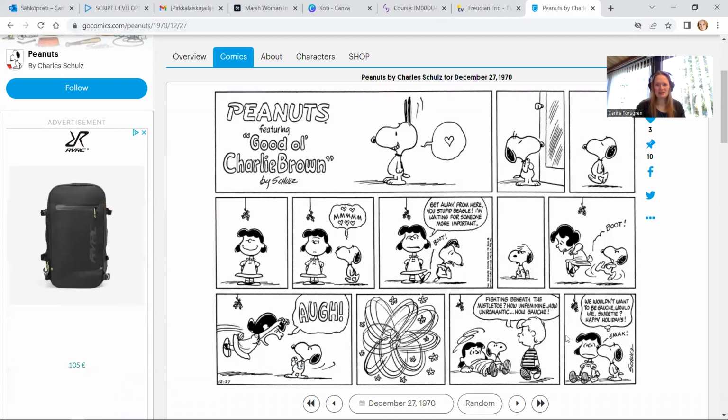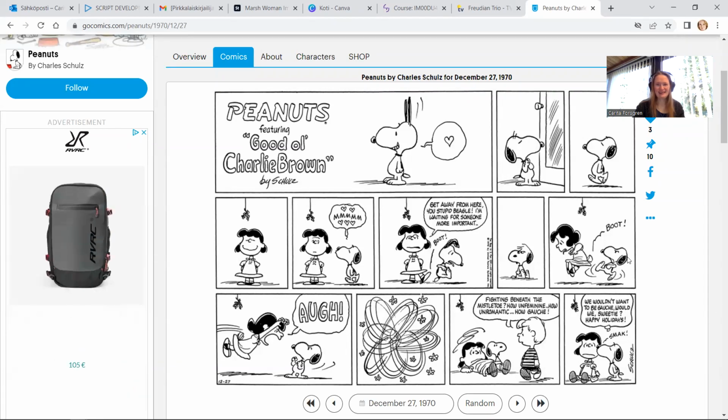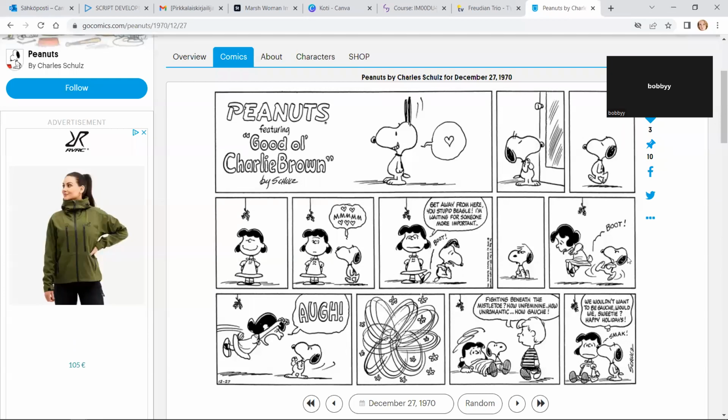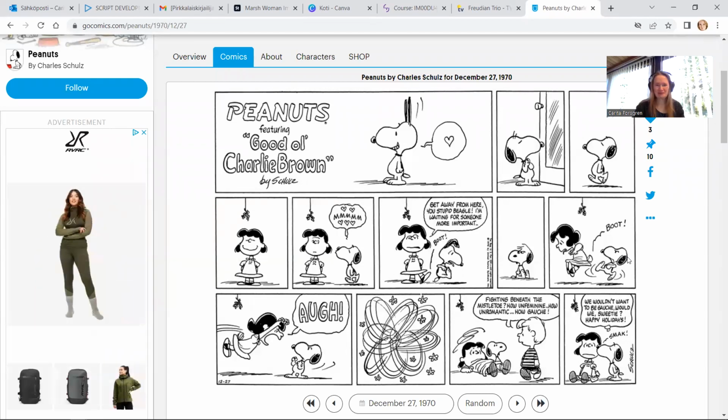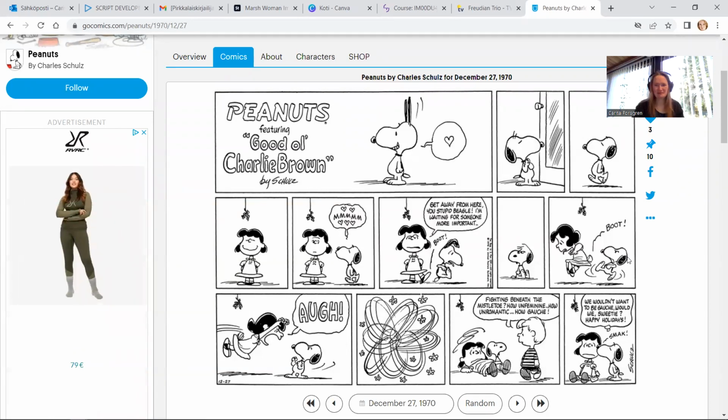But also Snoopy doesn't act like a normal dog, because he actually kicks her back. So he becomes a person here. Absolutely, yeah, which is the comical part that also makes it funny.